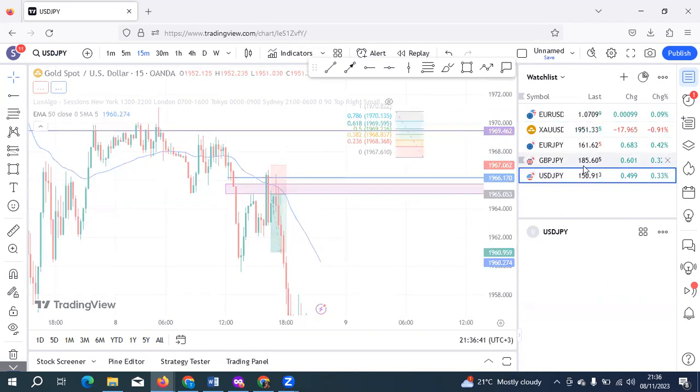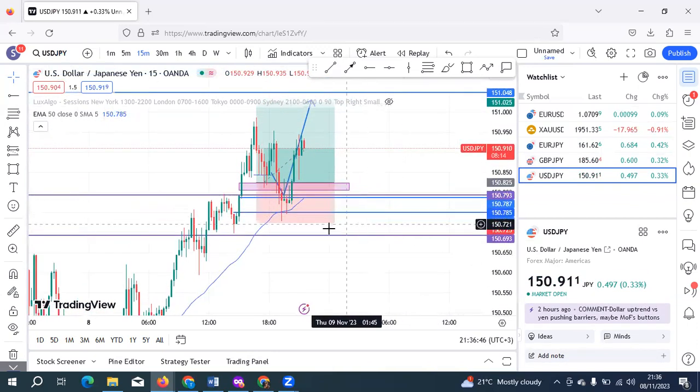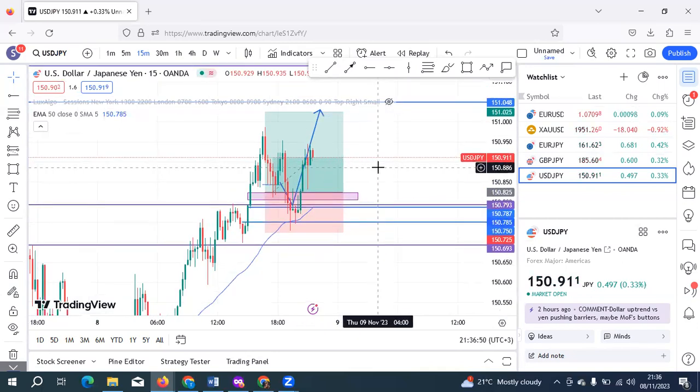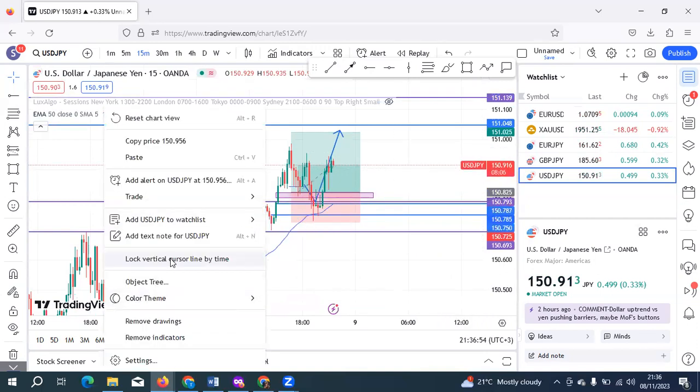So let's do a USD JPY analysis very, very quickly on this trade. This trade has just wicked me out, and it's going directly to my take profit. All right. So how did I do this analysis? Very quick one before I end this Zoom.